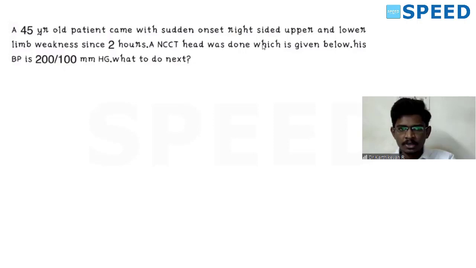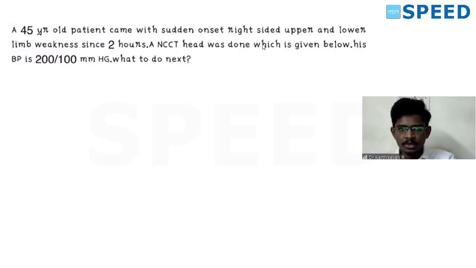is airway, breathing, circulation. Airway: why do you want to secure the airway? In stroke, mostly the patient's sensorium will be altered. If it's a cortical stroke, the patient might get seizures at any time. So it's very important to secure the airway in case of a stroke.